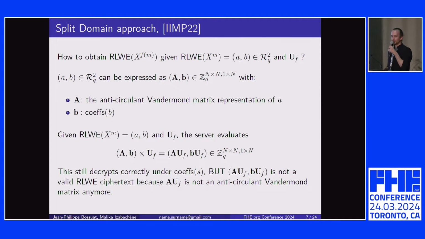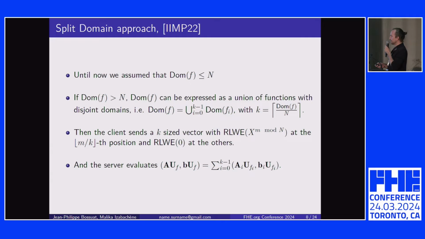You can see an RLWE encryption actually as not a polynomial, but as a matrix, a Vandermonde matrix, which has the same properties as when you collapse it into a negacyclic polynomial. And so you expand this polynomial A into its matrix representation, and then you do a linear operation by multiplying with the matrix. So this still correctly decrypts under the secret key S, but the issue is that now the term A times U is not a valid RLWE ciphertext, because the matrix AU is not an anti-circulant Vandermonde matrix.